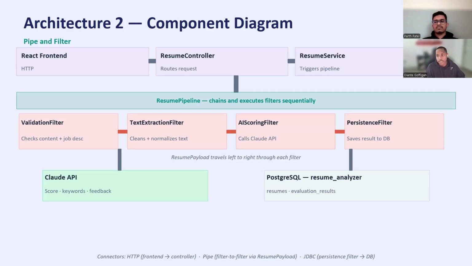Validation filter checks that the resume and job description are not empty. Text extraction filter cleans and normalizes the text. The AI scoring filter sends the data to Claude API, and the persistence filter saves the results to PostgreSQL. The key concept here is the resume payload, a shared data object that travels through every filter, getting enriched at each stage.